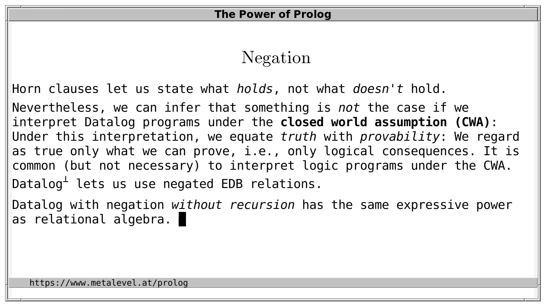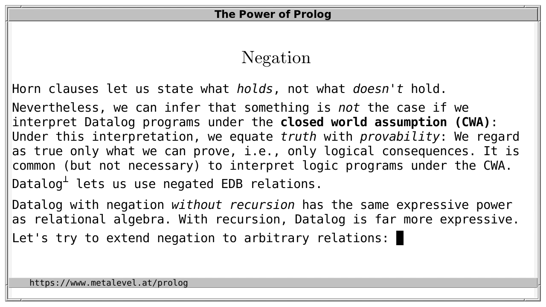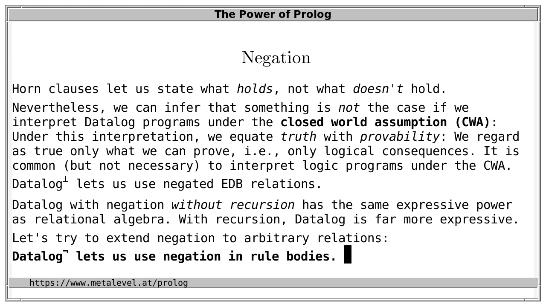And in fact, one can show that Datalog with negation, but without recursion, has exactly the same expressive power as relational algebra. Because each of the operators can be easily mapped to Datalog constructs and vice versa. And if you also allow recursion, then Datalog is of course far more expressive. So let's now try to extend negation to arbitrary relations. So we consider an extension of Datalog called Datalog with negation, where we allow negated atoms in rule bodies, but not in heads.